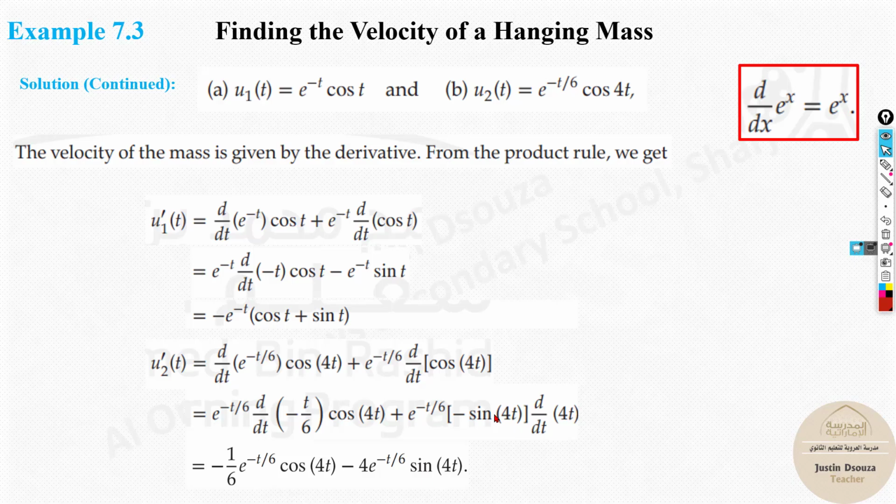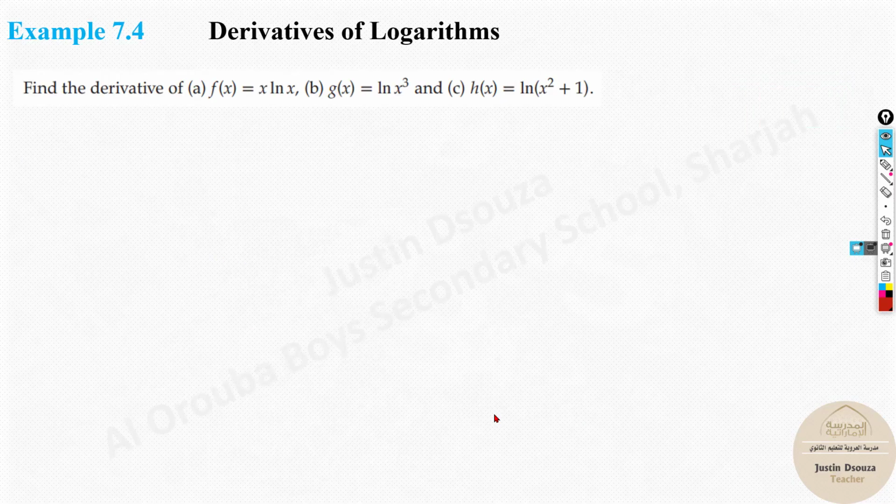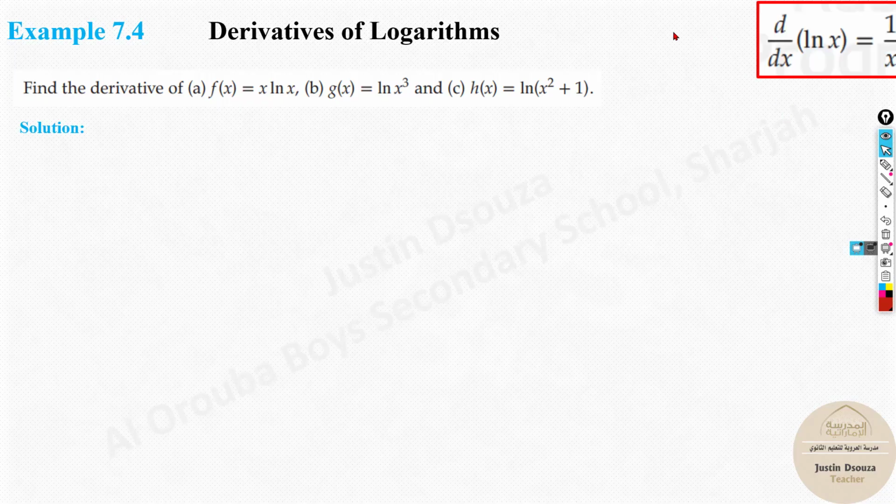Now we will move to the next problem. Here we will solve logarithmic functions. Now the formula is ln. I hope you can see it over here. The derivative, d by dx of ln x, is 1 by x. That is natural log, 1 by x.